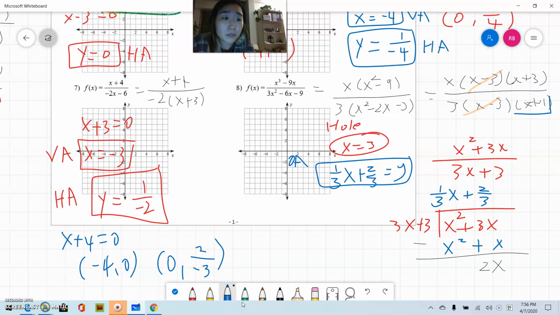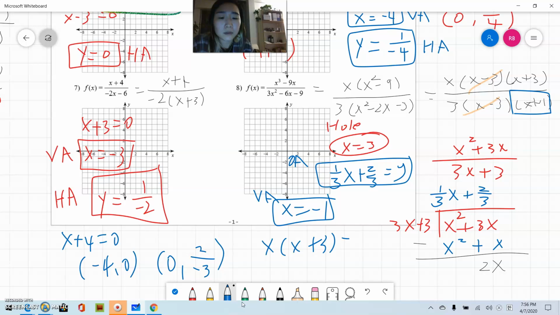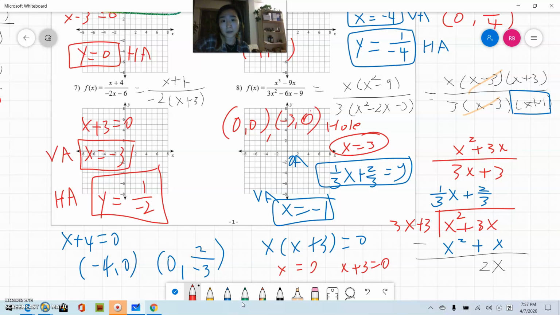Vertical asymptote is from here. So x equals -1 is my vertical asymptote. And there's no horizontal asymptote, right? Let's look at my x-intercepts. Either this has to equal 0, so either x has to equal 0 or x plus 3 has to equal 0. So my zeros are (0, 0) and (-3, 0). And your y-intercept is also (0, 0).